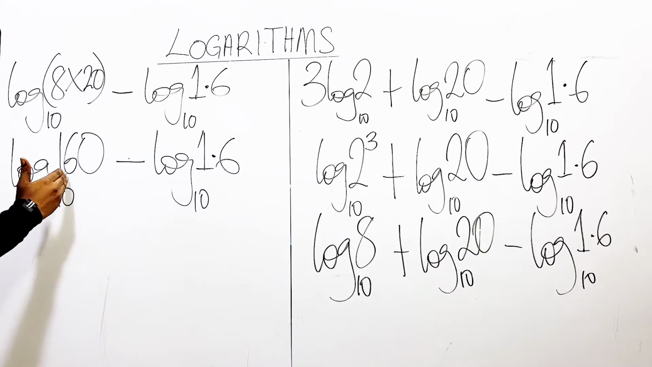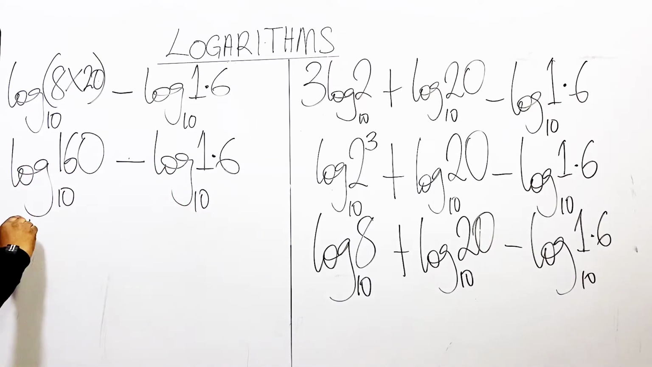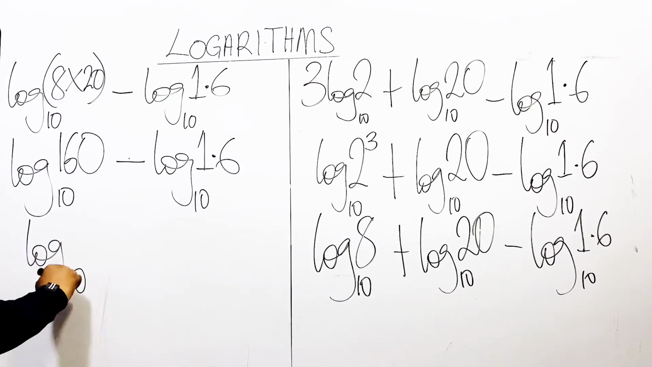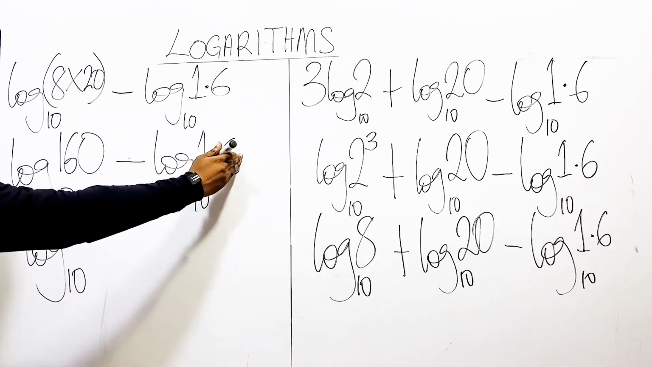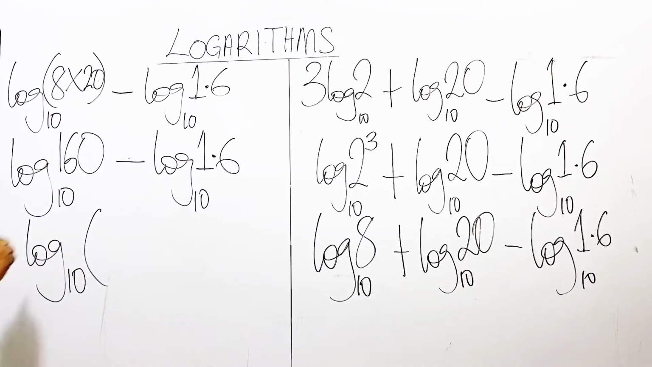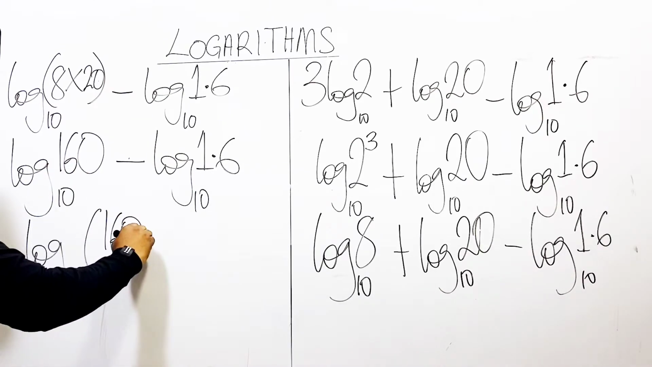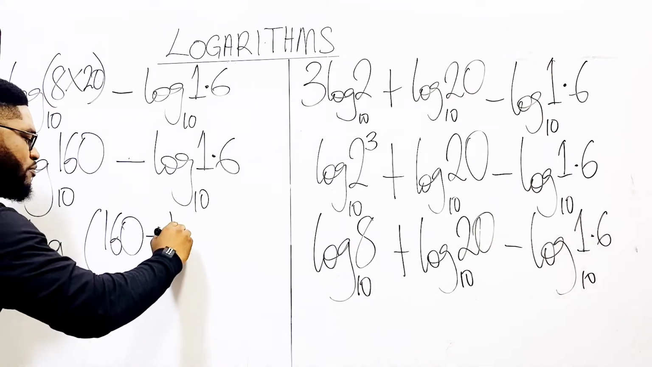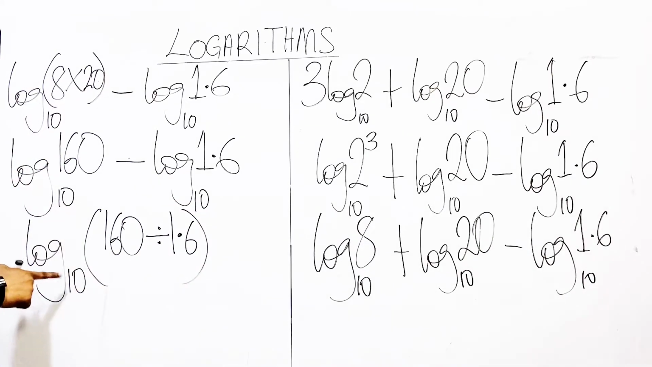So the base is 10. I'll write the log with the base in place. Now what I do is I will divide the number 160 by the number 1.6 because of the subtraction sign. So let me bring my bracket: 160 divided by 1.6 and then still in the base. Now 160 divided by 1.6 is 100.